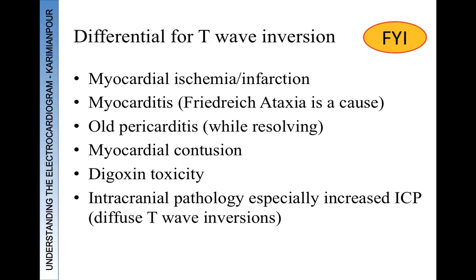Old pericarditis, while resolving, again, we mentioned in the third week we'll have T-wave inversions. Myocardial contusion, because of the damage to the cells, think of it as similar to an infarction. Digoxin toxicity can have T-wave inversions, as I think there's a slide coming up on that. And then intracranial pathology, especially increased intracranial pressure, can cause diffuse T-wave inversions across all the leads.